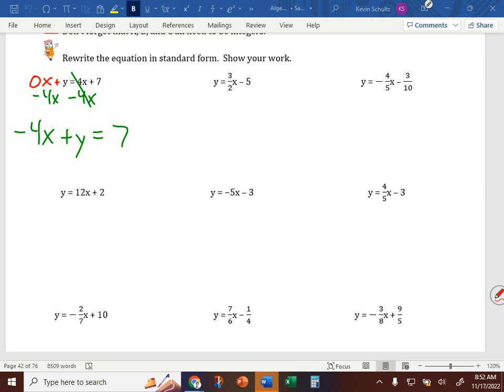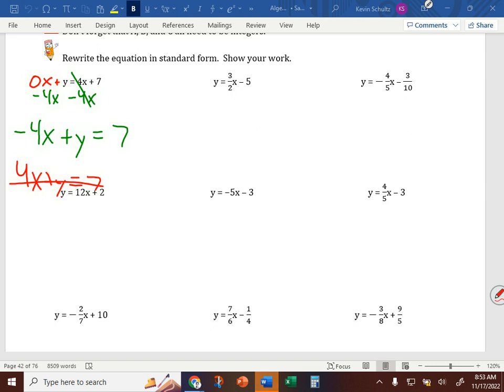The biggest mistake that kids make in PO22 is they do not change the sign when they move the x term over. They just write 4x plus y equals 7. No, it's not quite that easy, right? Mathematically, what we're doing is we're subtracting 4x from the right, so you have to subtract it from the left, and that's how we get the negative 4x there.